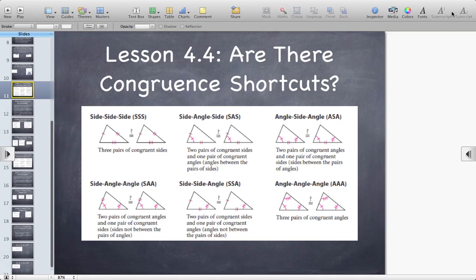So this slide right here, you may want to pause to copy down, because when we talk about side, side, side, and side, angle, side, and angle, side, angle, and side, angle, angle, and side, side, angle, and angle, angle, angle, it helps to know what we're talking about as far as the order of things. Side, side, side, and angle, angle, angle are obviously pretty easy because they are the three sides or the three angles. But when we talk about side, angle, side versus angle, side, angle versus side, angle, angle, and side, side, angle, it helps to know more specifically what we want to discuss.